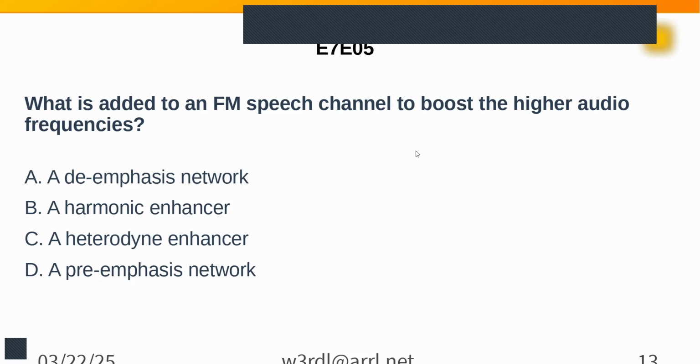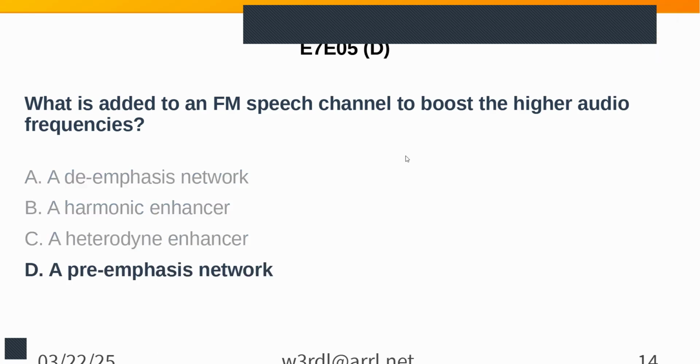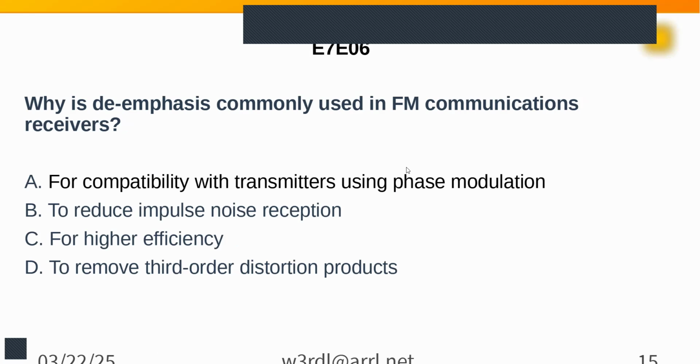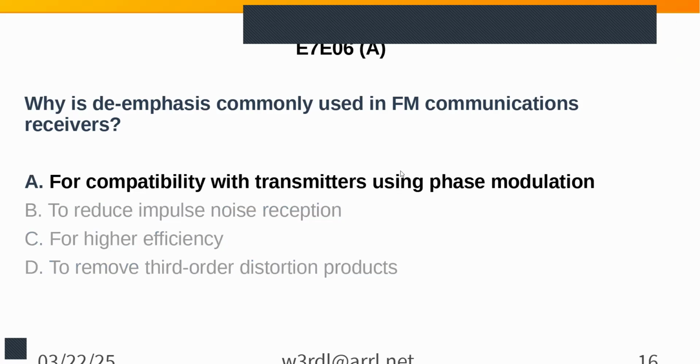So what is added to an FM speech channel to boost the higher audio frequencies? David. Delta. Why is de-emphasis commonly used in FM communication receivers? Alpha. Yep. Alpha.